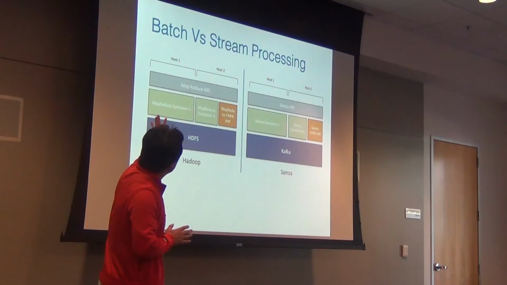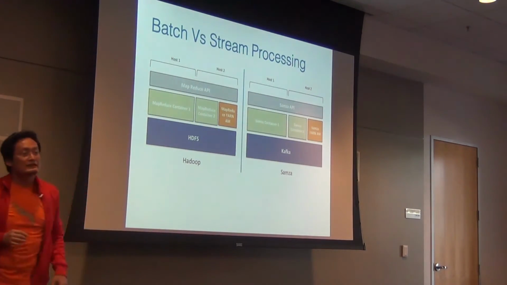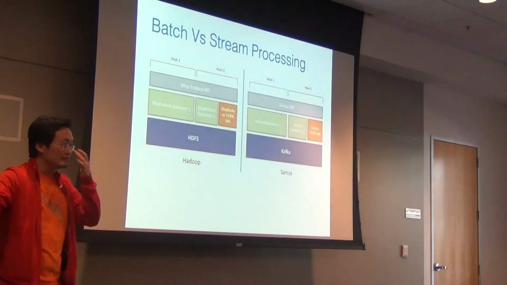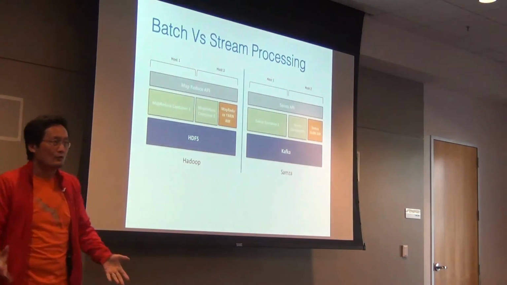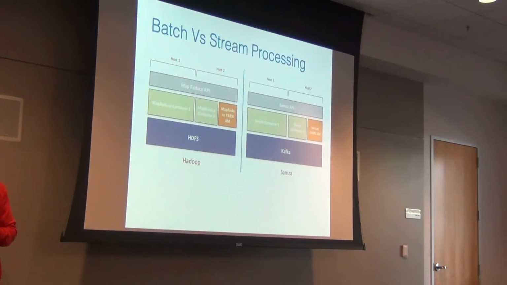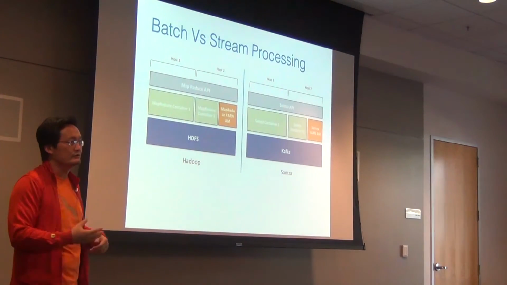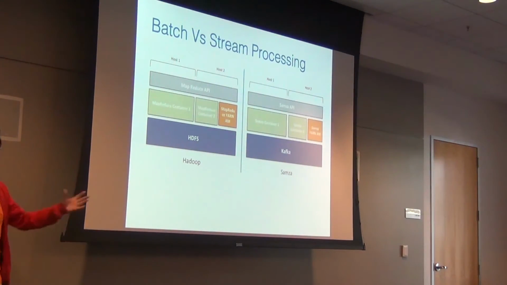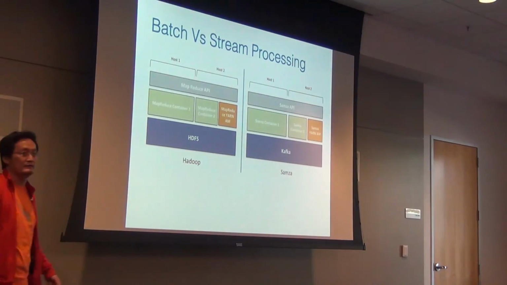So when we talk about YARN and say Samza uses YARN, YARN was originally born for batch processing. So what's the difference when we use YARN to schedule a stream process, which is a long-running task, versus a batch process?